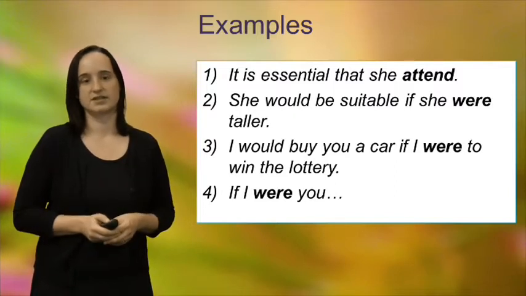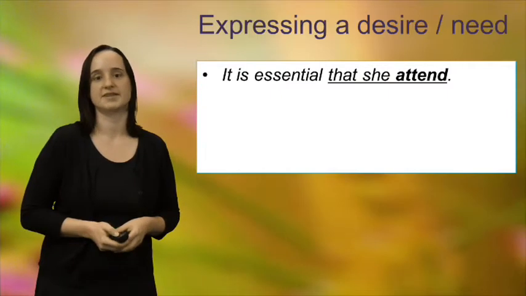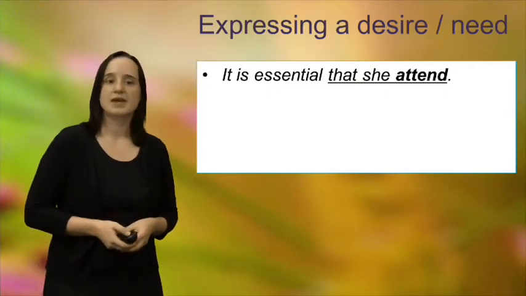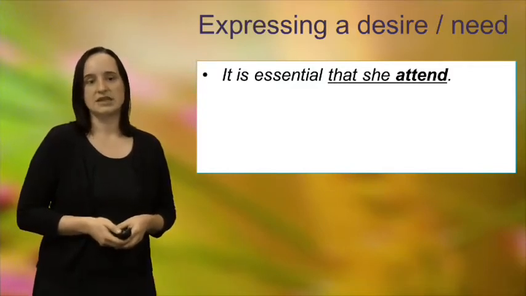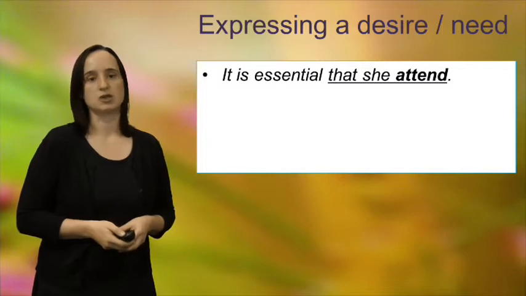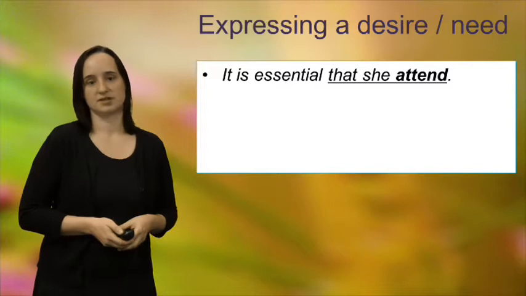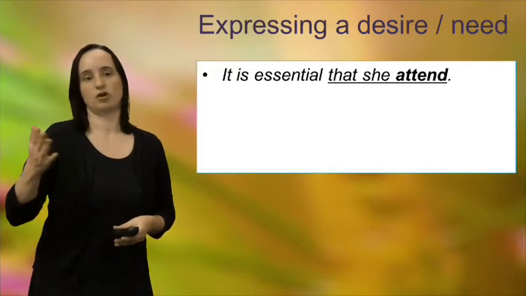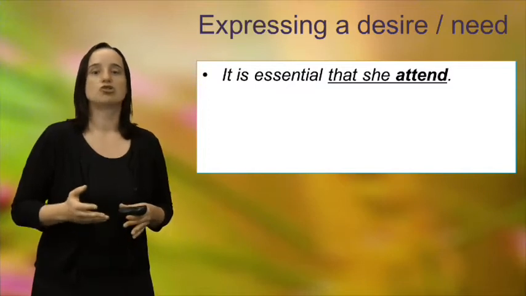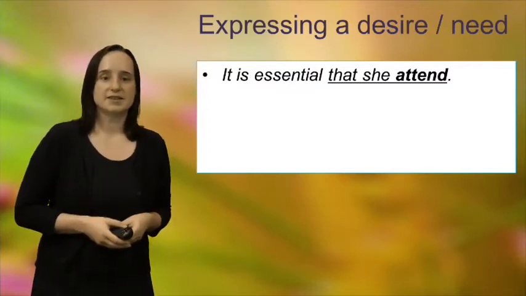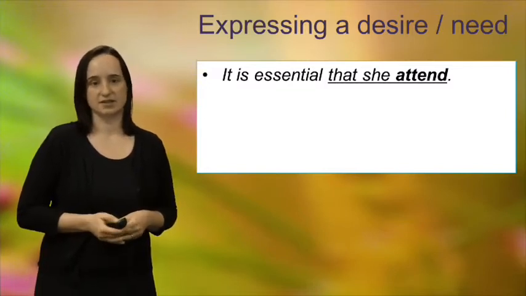Now let's look at these examples in a little bit more detail to see how the subjunctive functions and when it appears. So the subjunctive appears in cases where a need is expressed. And usually this need or desire is expressed in a so-called subordinate clause. So we start a sentence with something like, it is essential, followed by that, our subordinating conjunction, and then we have an element like she attend. In this case, I have underlined the subordinate clause, and attend in this case is in the subjunctive.